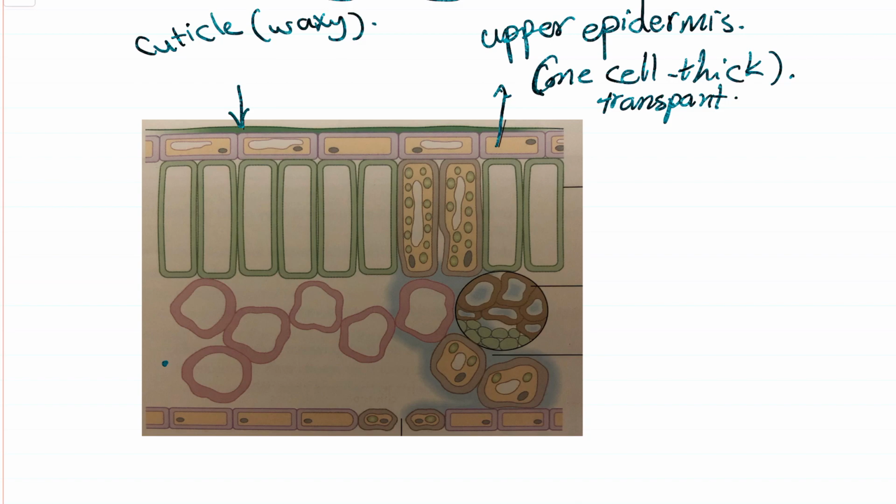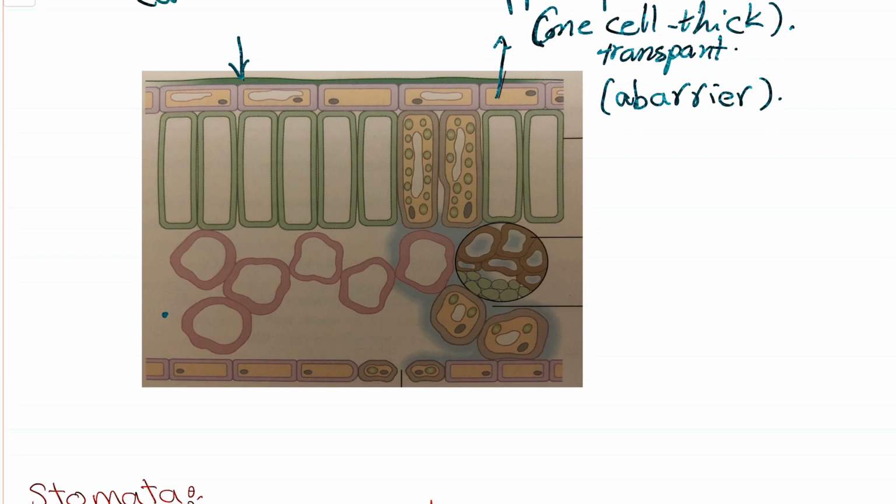Because it's transparent, it allows the light to pass through it to reach the next layers for photosynthesis. So what is its function? It acts as a barrier against microorganisms like bacteria and viruses. So here we have the upper epidermis, followed by the palisade mesophyll.